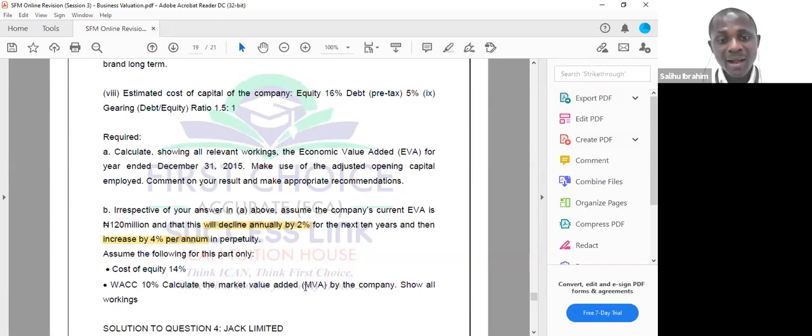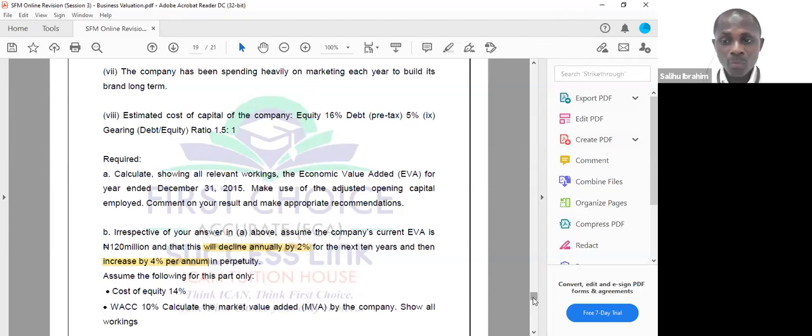Calculate the market value added, MVA, by the company. Show all workings. So in this question, I want to calculate economic value added, and I also want to calculate market value added. Requirement A is economic value added. Requirement B is market value added. And I've told you that when you discount your economic value added, you get market value added.